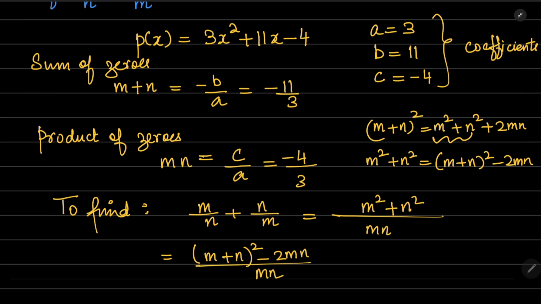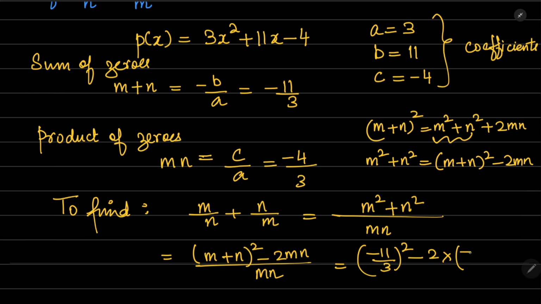So everything we have brought to the form of sum of zeros and product of the zeros. What is m plus n? Minus 11 by 3. Right? So you have minus 11 by 3 the whole square minus 2 multiplied by what is mn? 4 by 3. Right? Minus 4 by 3, whole divided by again minus 4 by 3. Now we have to solve it.